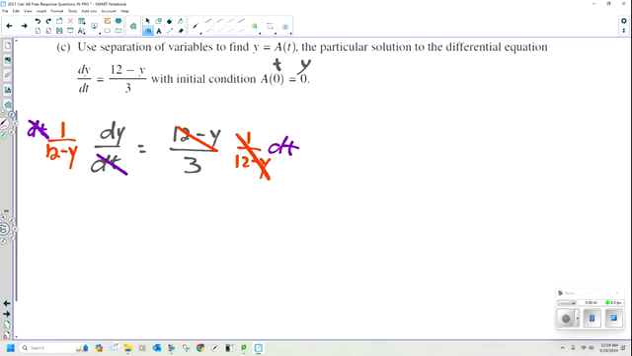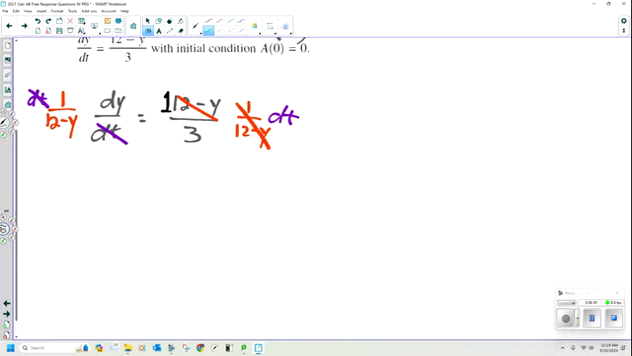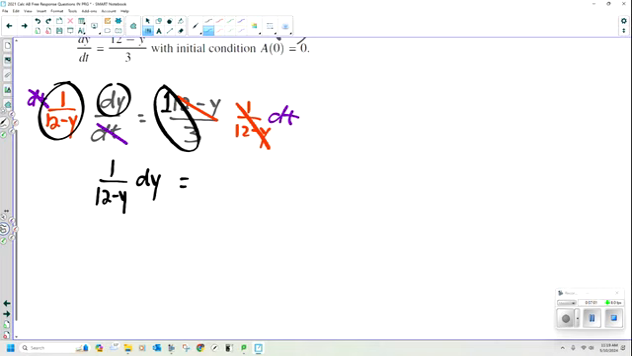dt. Let's not forget, there's a 1 still up here when this is gone. So what do we have left when everything is all said and done? We have 1 over 12 minus y dy on the left side equals 1/3 dt. Okay. At this point, it should come as no surprise, we're just going to integrate both sides.